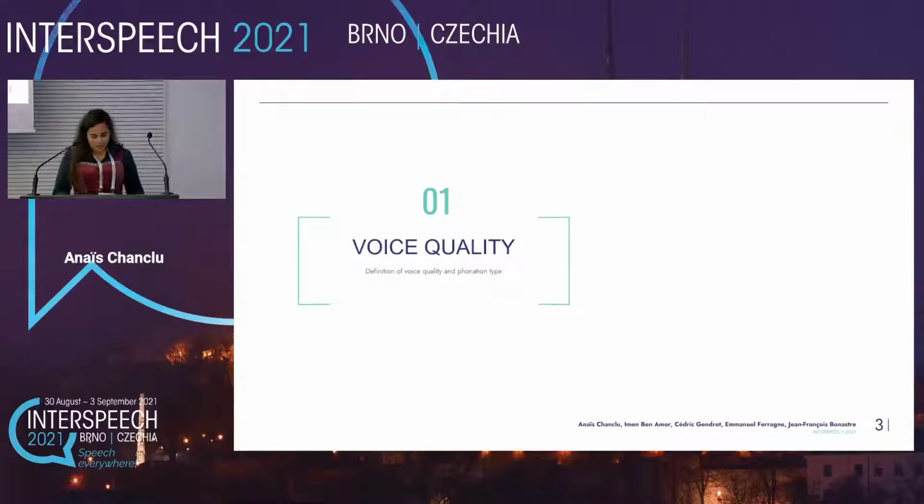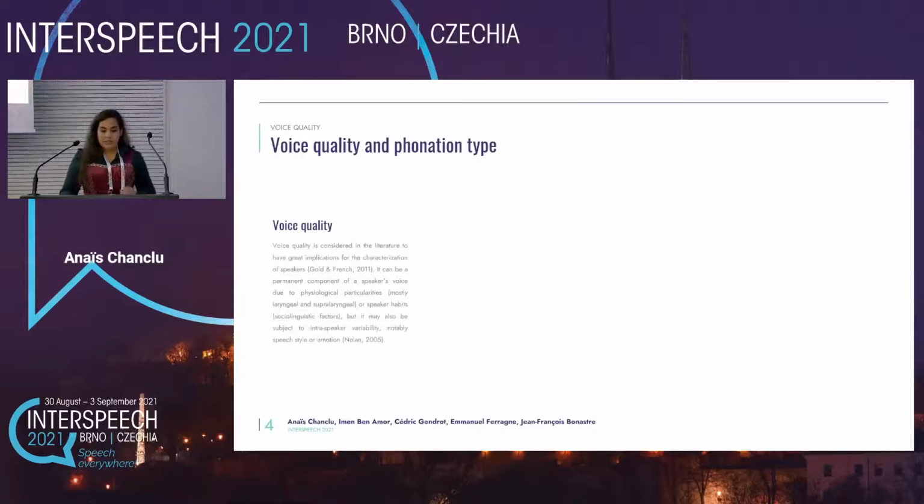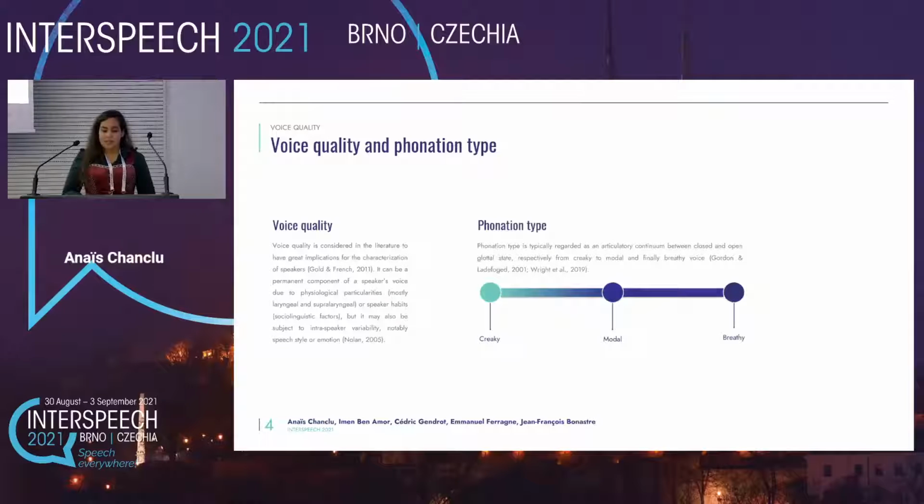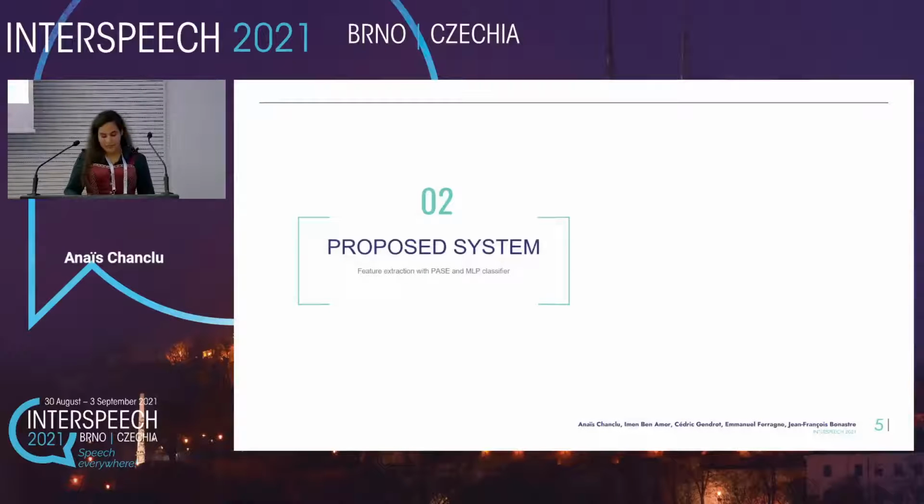So let's start with voice quality and phonation type. Voice quality is considered to have great implication for the characterization of speakers. It can be a permanent component of a speaker's voice due to physiological particularities or the speaker's habits. And phonation type is regarded as an articulatory continuum between closed and open glottal state, respectively from creaky to modal, and finally breathy voice.